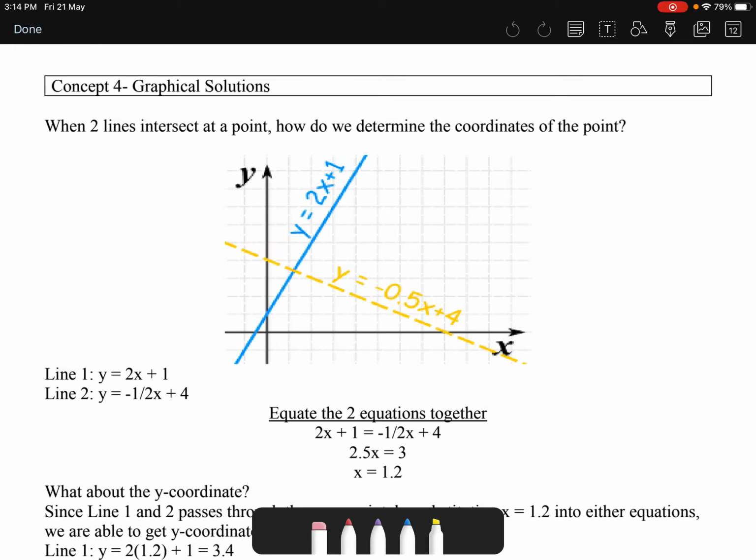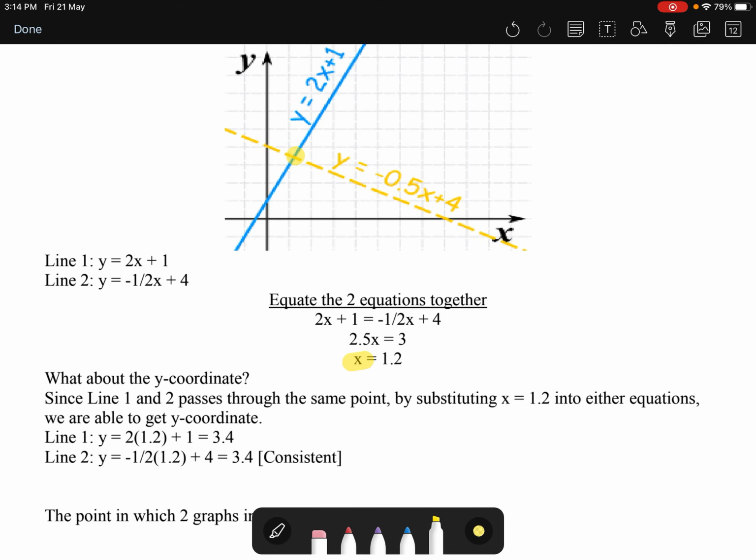Alright, so we learn in coordinate geometry that when we have two lines intersecting, how do we determine the coordinates of the intersected point right here? Of course, we equate the two lines together like a simultaneous equation, and when we do, we will get the x coordinate of 1.2. But in coordinate geometry, we know that 1.2 is not enough. We need the y coordinate also.